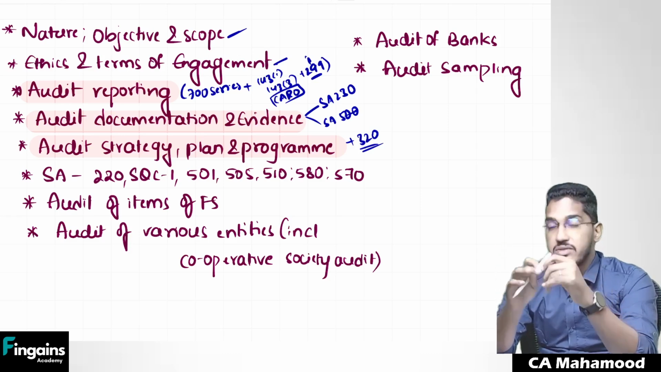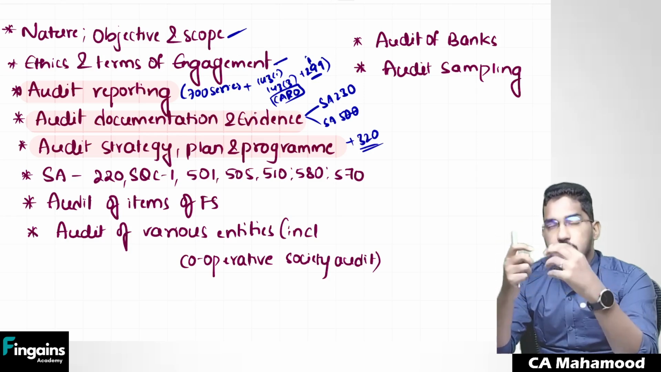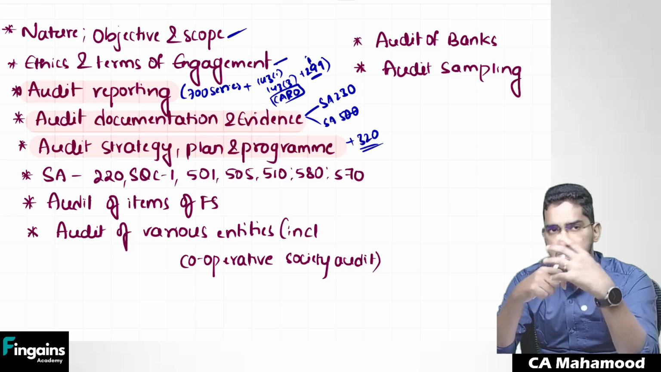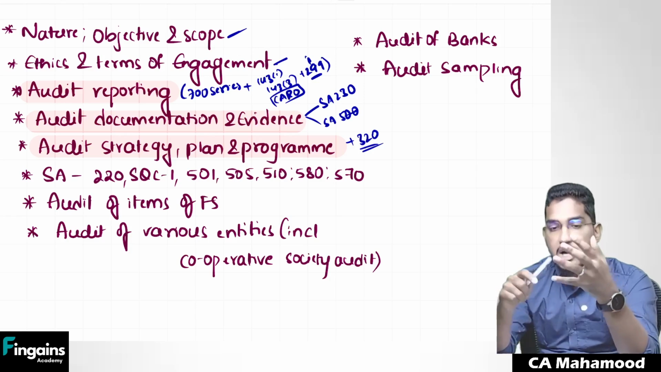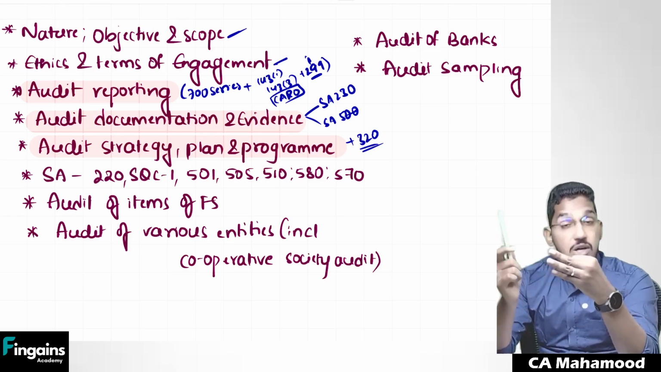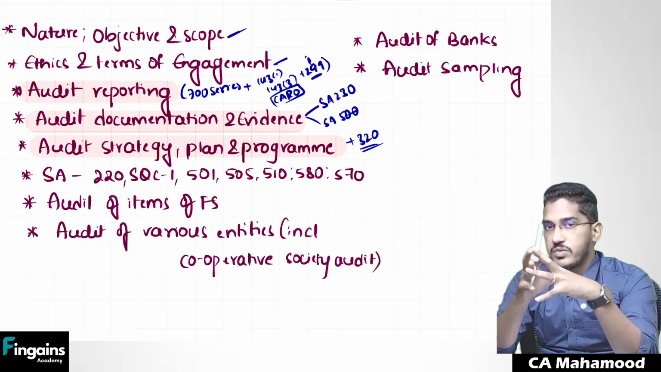But the thing here is, in this chapter, you will not be able to find any major concept. All the questions and answers are going to be summary-wise, point-wise. The questions will be like, what factors will you consider while developing audit strategy? What are the benefits of audit strategy? What are the benefits of audit planning? What is audit program? What will be included in the audit program? So like that, point-wise questions will be there.